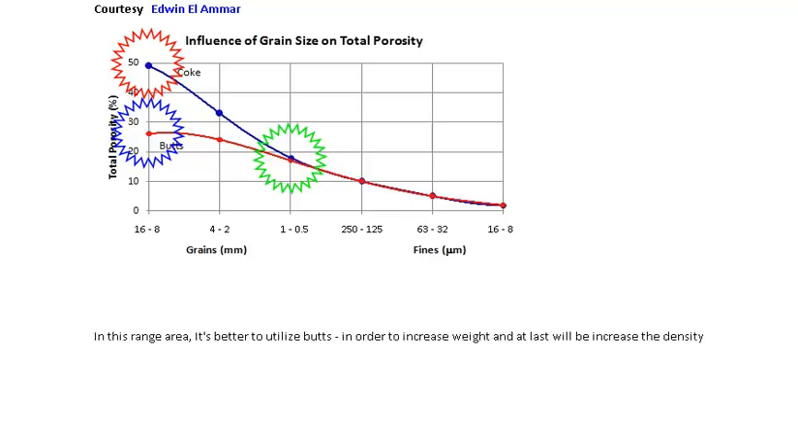In this range area, it's better to utilize butts, in order to increase weight, and at last increase the density.